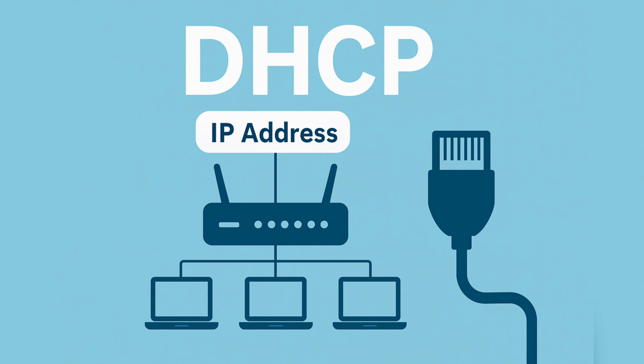DHCP fits into the application layer of the OSI model and uses UDP port number 67 and 68. Why must enterprises use DHCP? Because it saves time, avoids conflicts, allows central management, supports guest networks, large offices and VLANs, and helps automation.